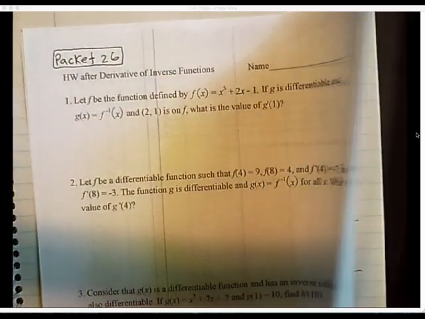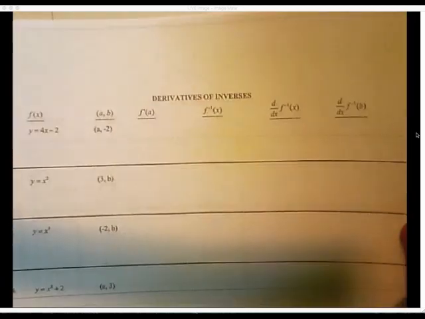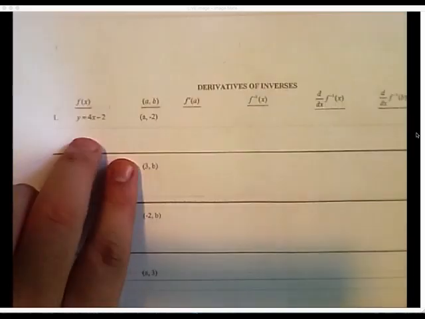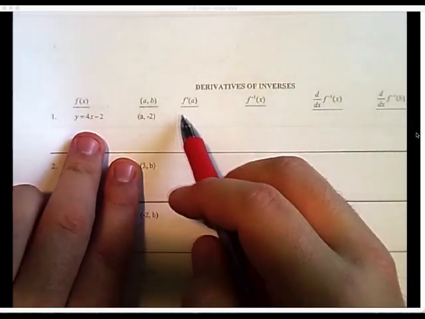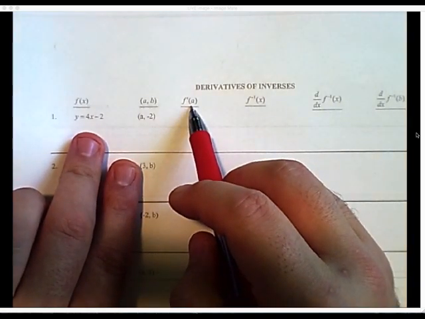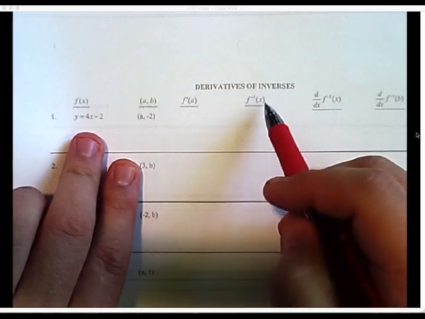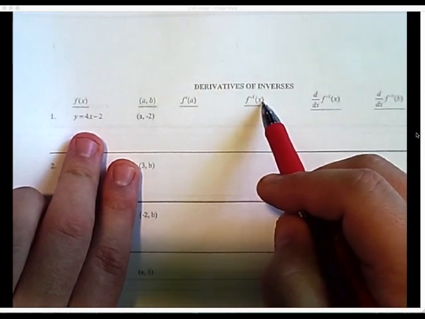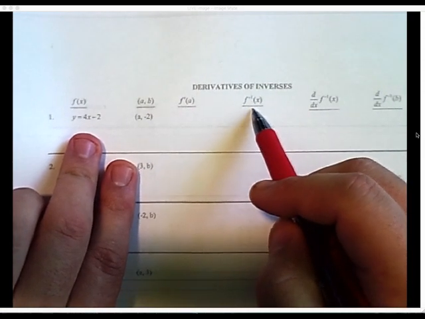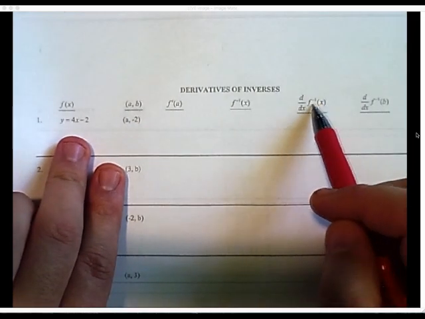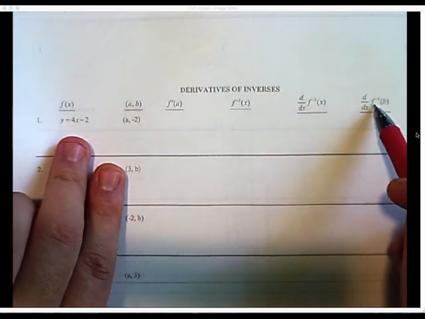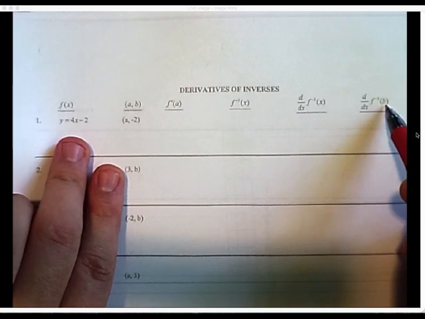And then when you get to the second page, they want you to go through some steps on, here's the original function. They want to know what f prime of a is. They want to know what f inverse, the equation of the inverse function, is. They want to know what the derivative of the inverse function is. And they want to know what the derivative at that b value is.